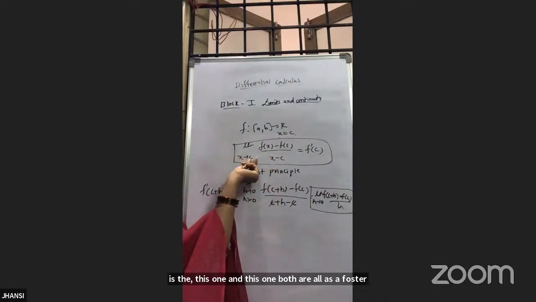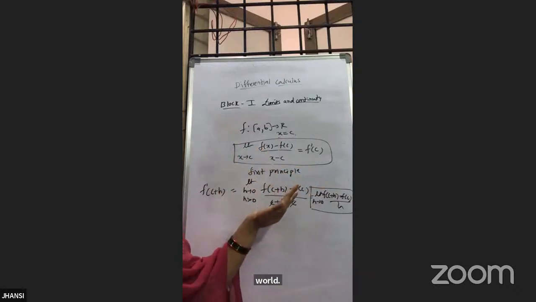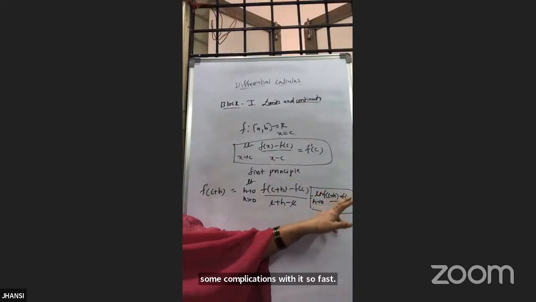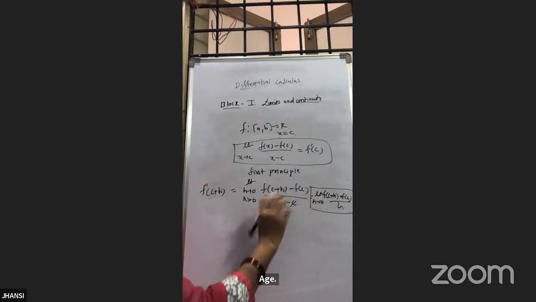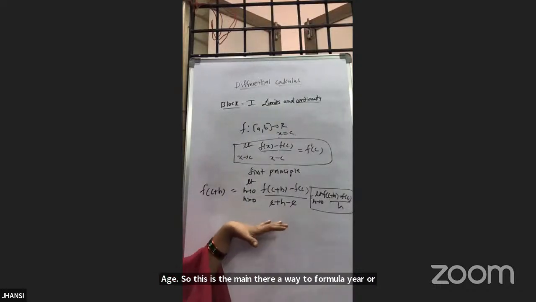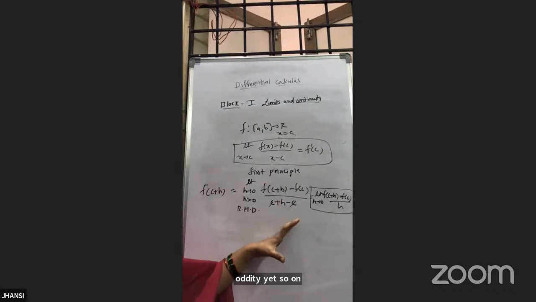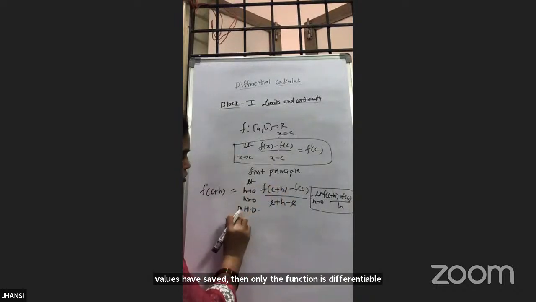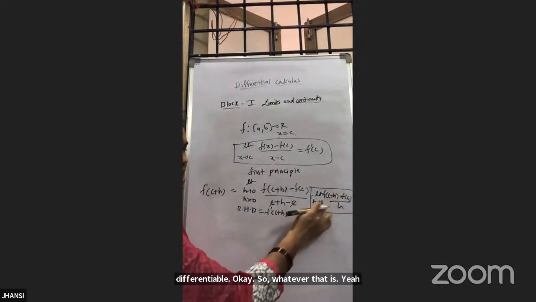Directly, when the limit is in the form of c, you can substitute and find the value. If for some problems complications are there, for such problems you can use this one: limit h tends to 0, (f of c plus h minus f of c) by h. This is the main derivative formula. Here also, for showing whether any function is differentiable or not, RHD should be equal to LHD. If both values are same, then only the function is differentiable. The RHD formula is this one only, same.